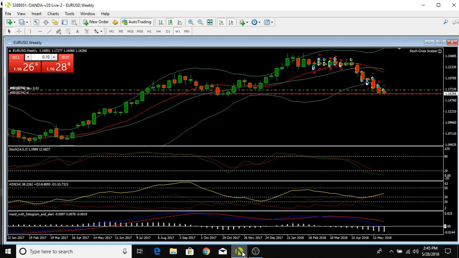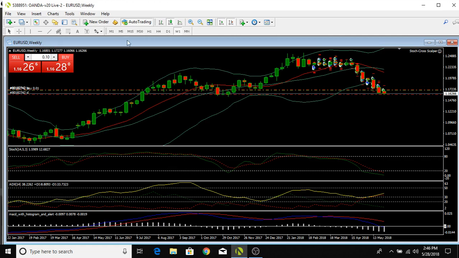Hello and welcome to my weekly forecast for the Euro US dollar. Today is May 28th, Monday. Here in the United States, it's Memorial Day, so trading on the Euro US dollar is going to be subdued. But anyways, let's take a look and see what I think is going to happen for this week.